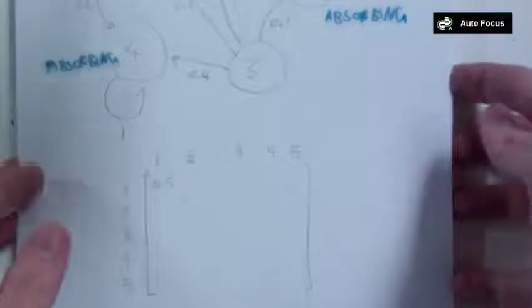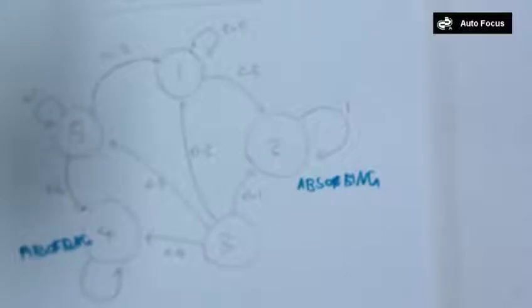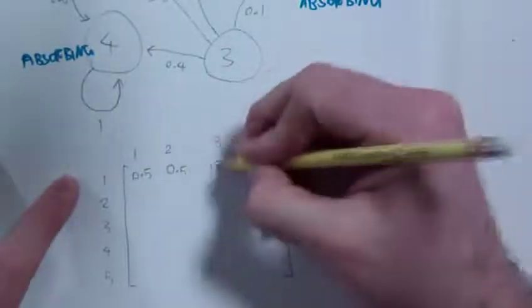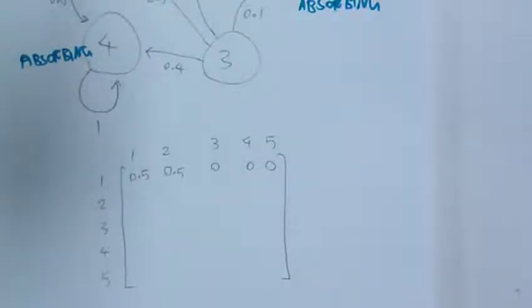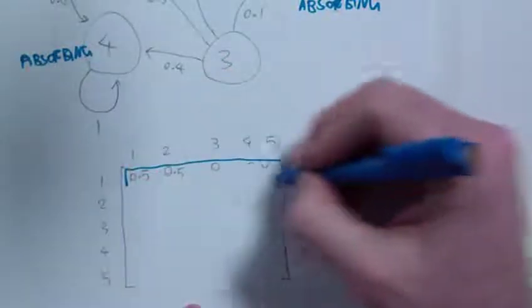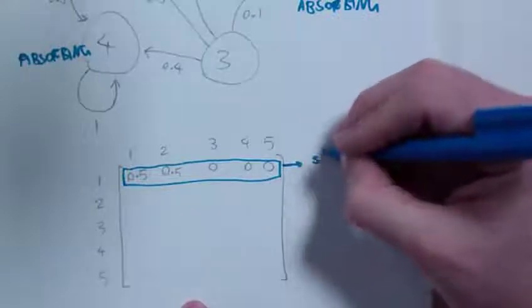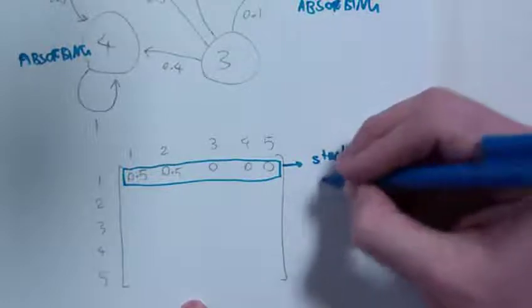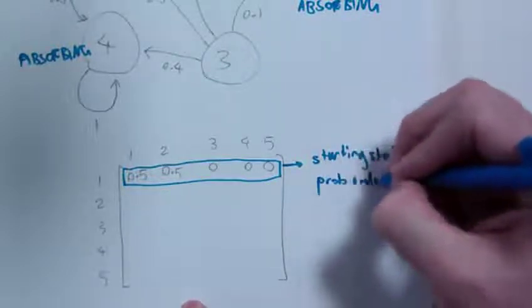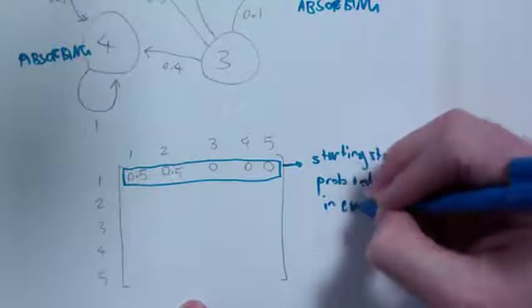Okay. So number 1 has 50% end up back in number 1, and 50% ends up in number 2, and none ends up in the others. So that row number 1 is a description of what happens. It's the probability of ending in each state when I start in row number 1. So starting state 1, probability of ending in each state.